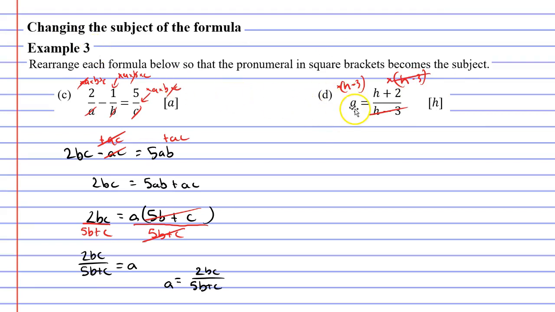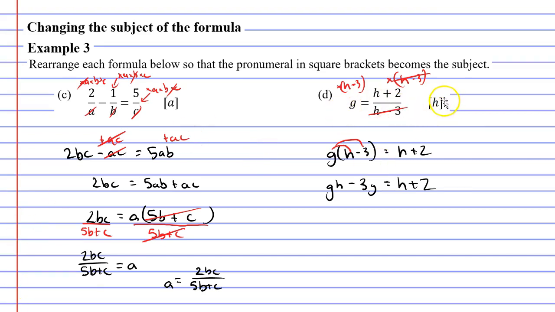And on the left-hand side, we've got g times h minus 3. I'm going to write that as g(h minus 3) like so, equals h plus 2. Once again, one of my pointers was that brackets are a pain to work with. If you get brackets, you should expand them straight away. g times h is gh, and g times 3 is 3g. So we get gh minus 3g equals h plus 2.